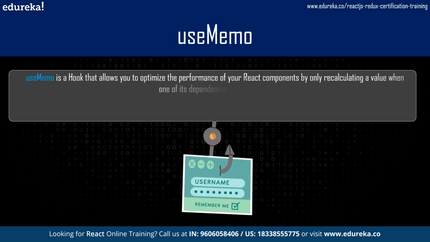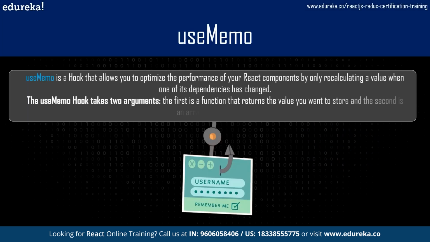useMemo is a hook that allows you to optimize the performance of your React component by only recalculating a value when one of its dependencies has changed. Now, it is similar to the useEffect hook in that it allows you to perform a side effect, but instead of updating the component state or props, it returns a value that can be used by the component.